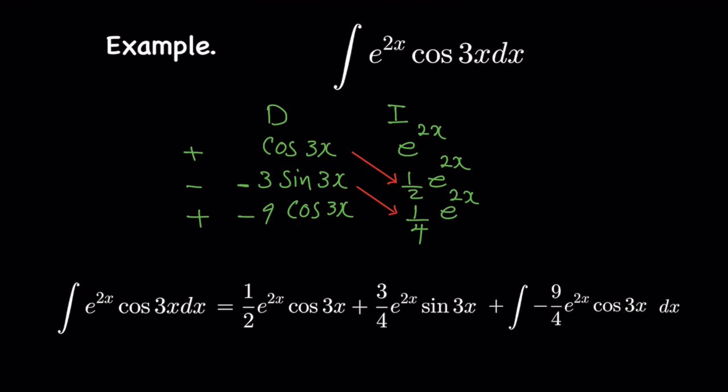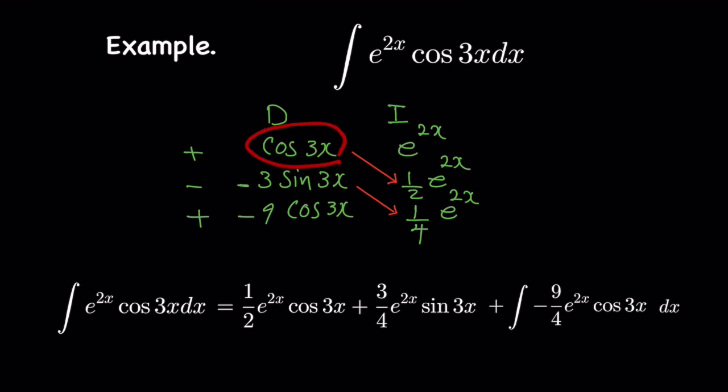Let's look at another example. In this example, I want to integrate the function e to the 2x times cosine 3x. I'm going to use the DI method. I have the derivative column. I have the integral column. I place cosine 3x here. I'm going to differentiate that function, and I'm placing e to the 2x in the integral column.